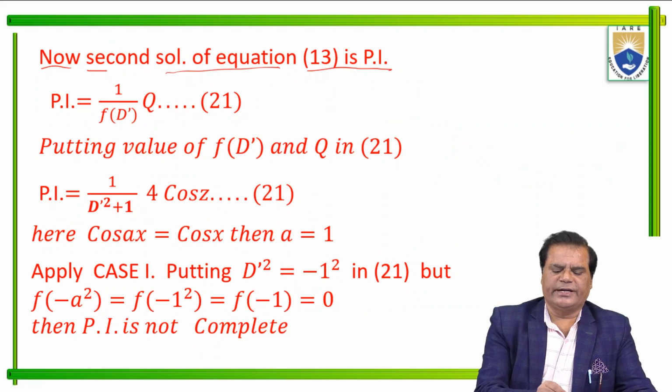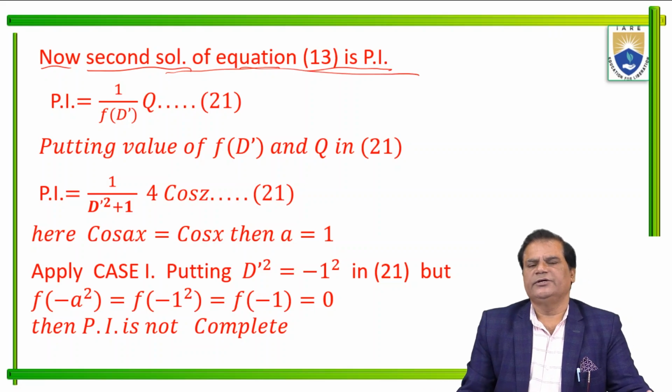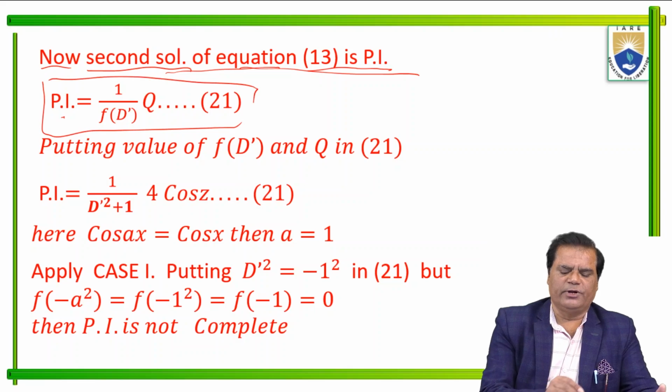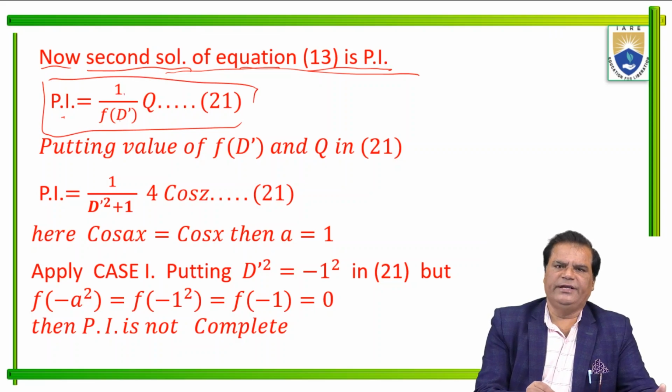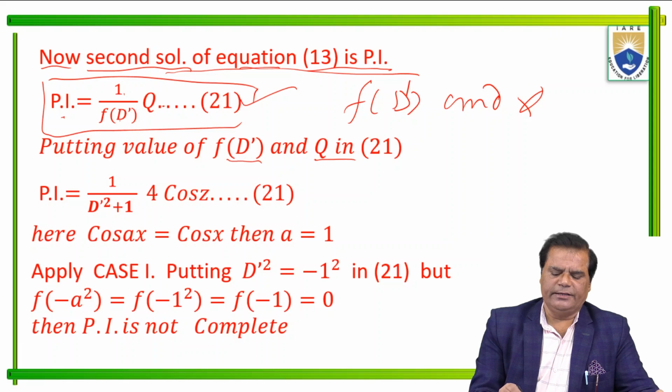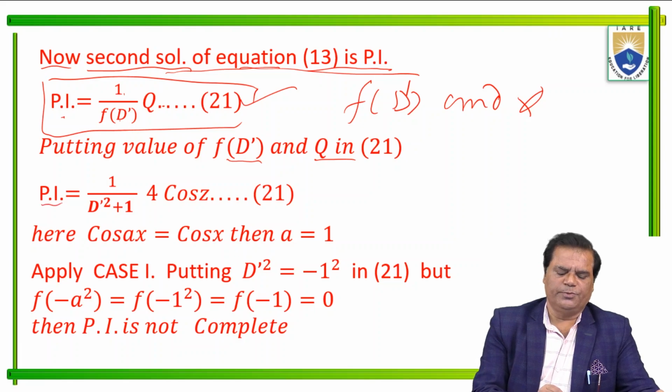Now the second solution of equation 13 is PI. So PI is equal to, we apply this formula, particular integral 1 upon f(D'), Q. This is equation 21. Putting the values of f(D') and Q in 21, so PI equals 1 upon D'^2 plus 1.